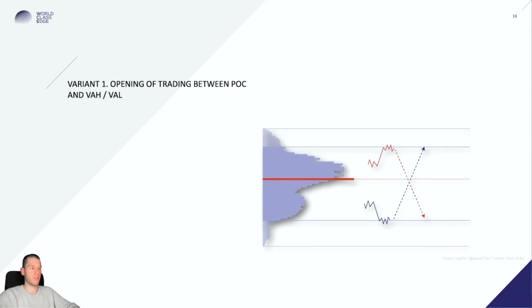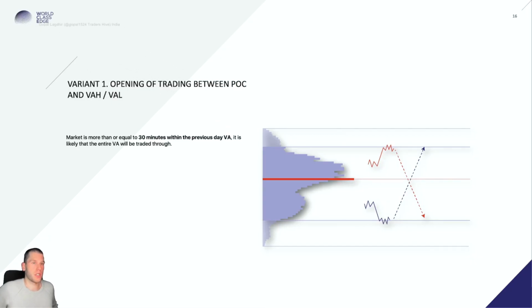So now we have finished the first opening variant, but let us summarize the idea. You need to know: if the market is more or equal than 30 minutes within the value area of the previous day, it's likely that the value area will be traded through, like in the example we just went through, but you can also look for other examples.